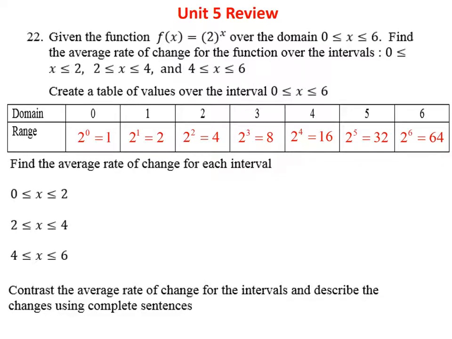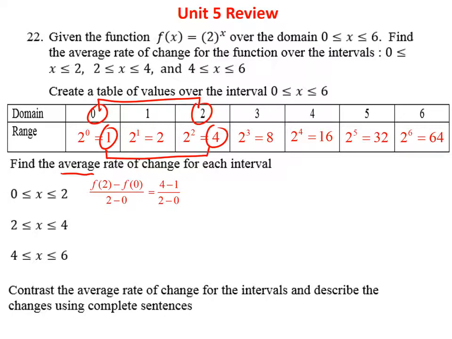Now they want us to find the average rate of change for each interval. So first we take the function between 0 and 2: f of 2, or 4, minus 1, over 2 minus 0. These are our values here, 4 and 1, over 2 and 0. So 4 minus 1 is 3 over 2, and that's the average rate of change for that interval.